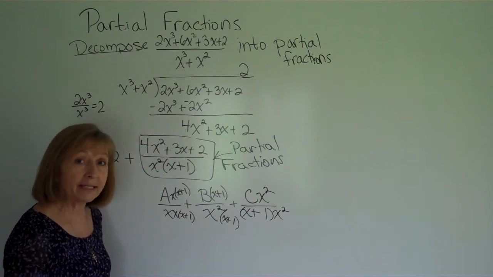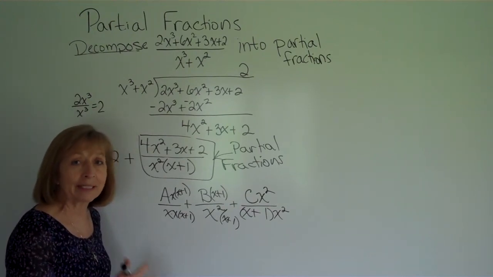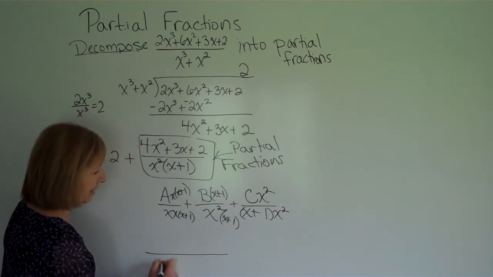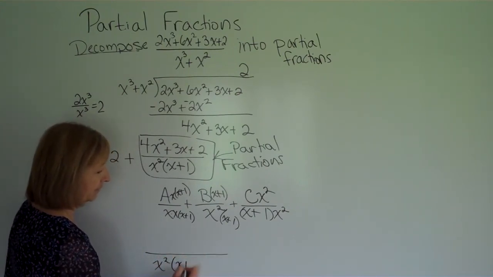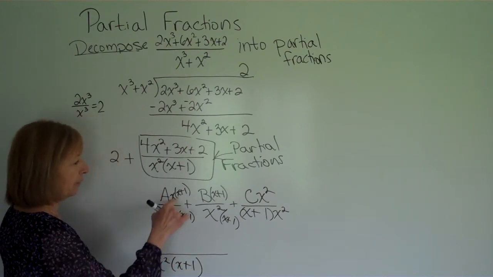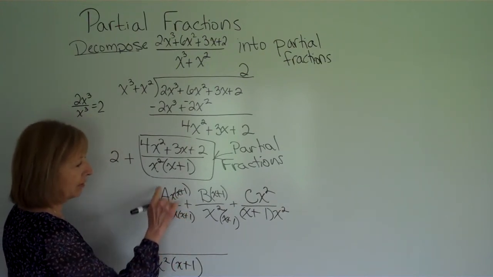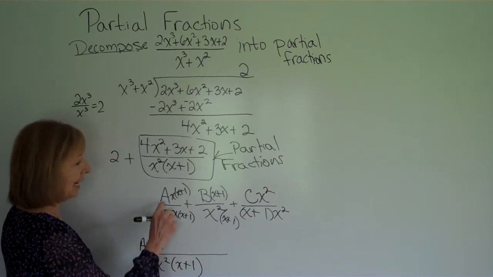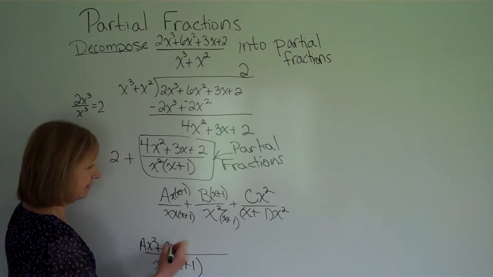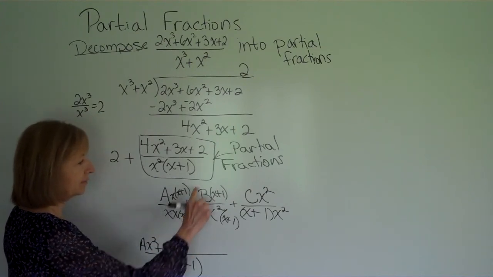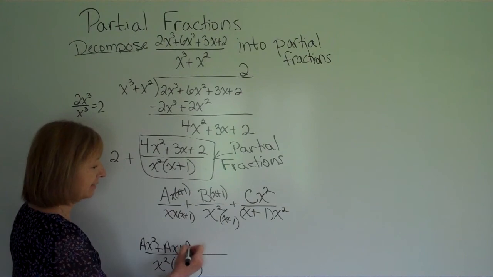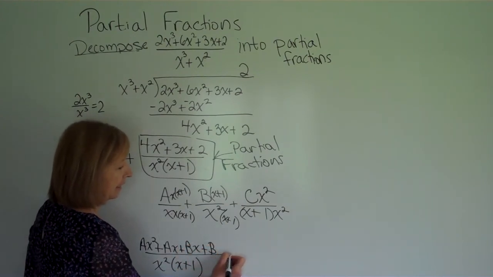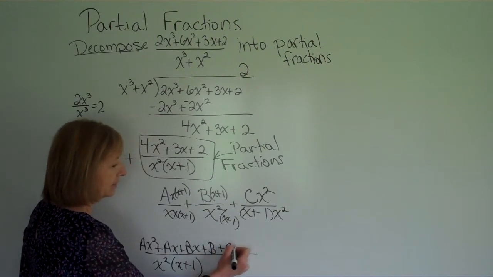Now remember what we do next? We multiply out the numerators but keep the denominator factored. So we are going to have our common denominator of x squared times x plus 1. And we're going to get, well, ax multiplied to x is ax squared. Then ax times 1 is plus ax. Then plus b times x is plus bx. And then plus b times 1 is b. And then we have plus cx squared.